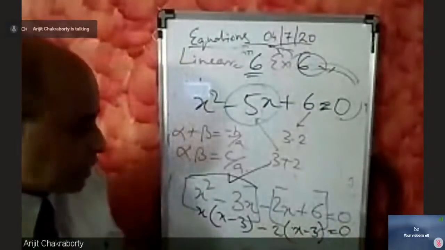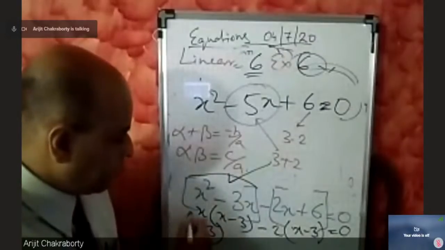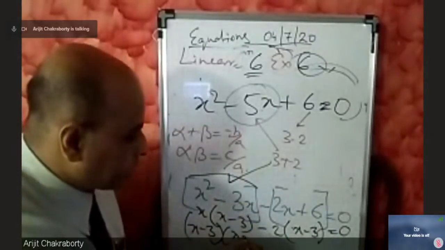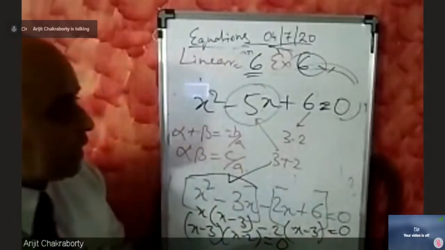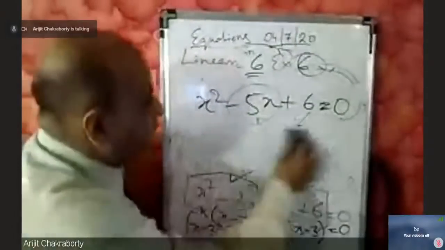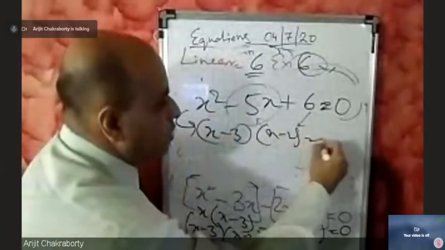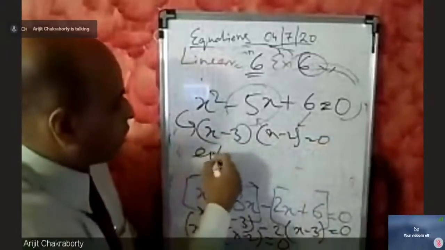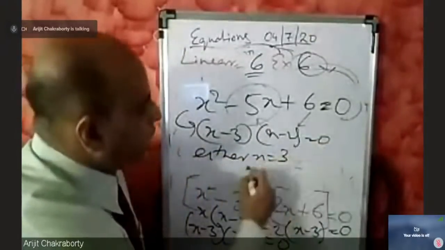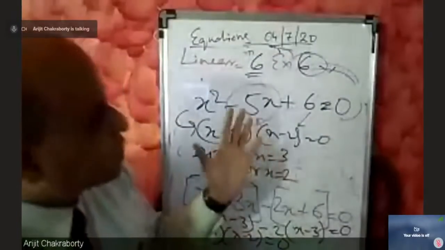So from this, we can get the roots of the two equations. We are getting x minus 3 multiplied by x minus 2. This is equal to 0. So from this problem, x squared minus 5x plus 6, finally the solution is x minus 3 into x minus 2 equal to 0, which means either x is equal to 3 or x is equal to 2. So this is how we solve this type of problem.